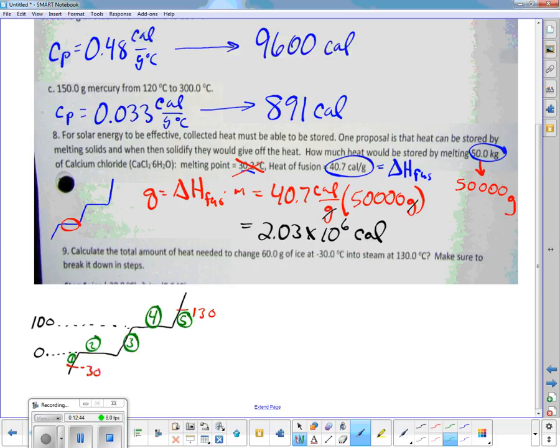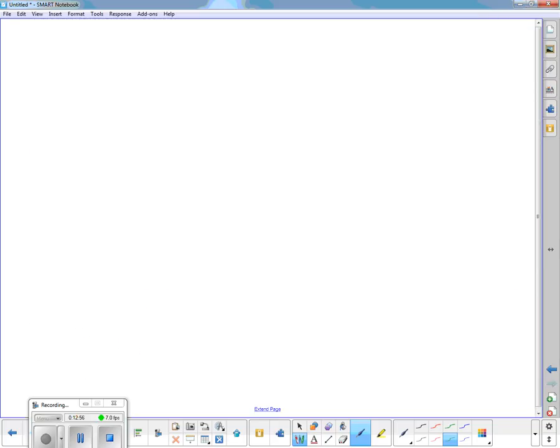Because each of those, the solid, the liquid, the gas, have a different CP. The heat of vaporization is different than the heat of fusion. Okay, so I've got to do 5 steps. So let's do the 5 steps. Bring it up.